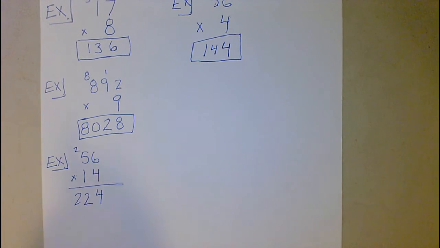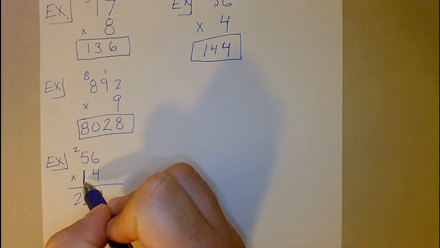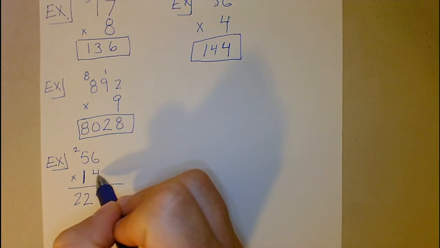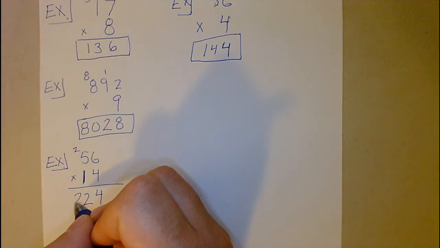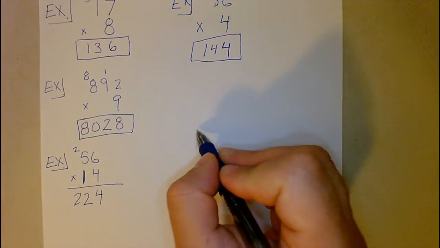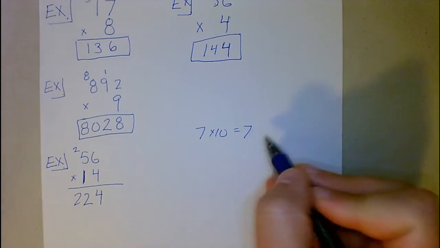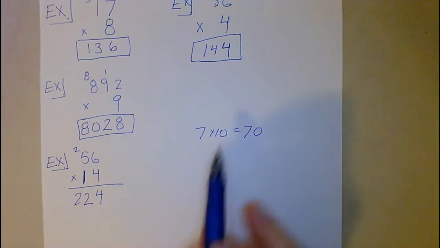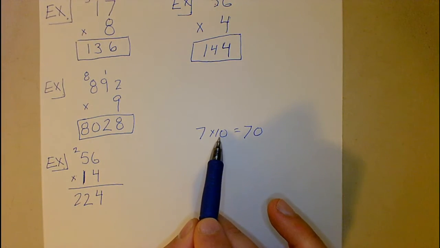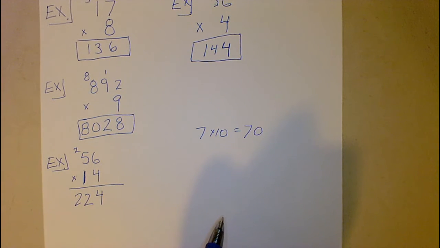All right, and now what I'm going to do is I'm going to move to this 1. Now this 1 isn't really a 1, it's a 10, because 14 is 10 plus 4. So remember how multiplying things by 10 works, right? If you multiply 7 times 10, well, that's 1 times 7, which is 7, and then you add this 0 at the end, right? So it's nice multiplying things by 10 because we just multiply the single-digit numbers and then put the 0 on the end, okay?